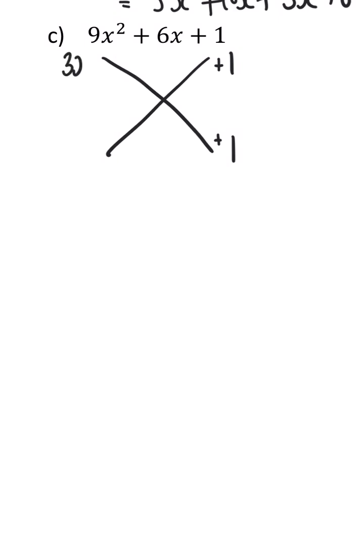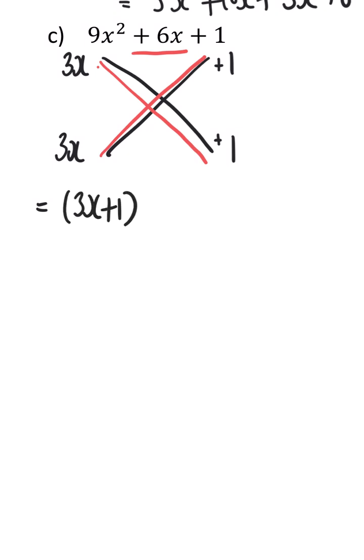Now, if I try 3x and 3x, I'm noticing 3x times 1, when I do this, plus 3x times 1 does give me 6x. So, my factor pairs are 3x plus 1 times 3x plus 1, which can be simplified to 3x plus 1 squared.